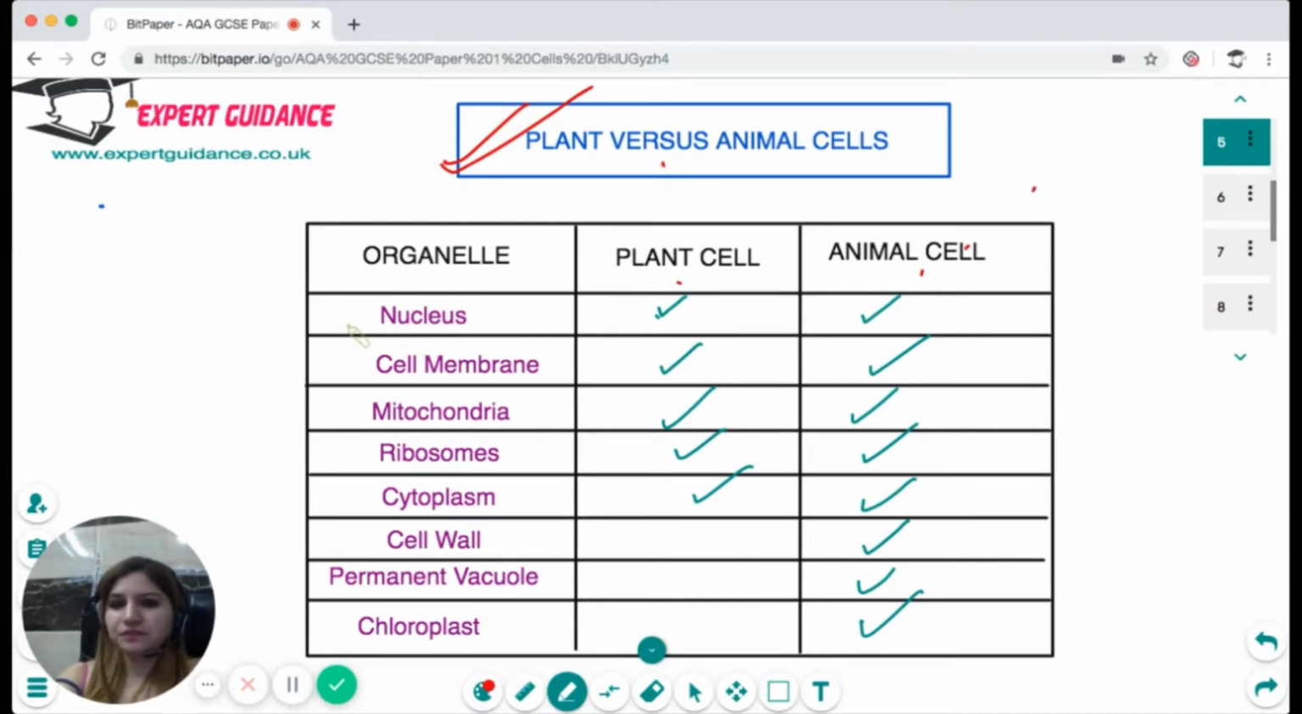So both are eukaryotic. The nucleus is present in both of them. Cell membrane is present in both of them. Mitochondria is also present in both of them. Ribosome is also present in both of them.